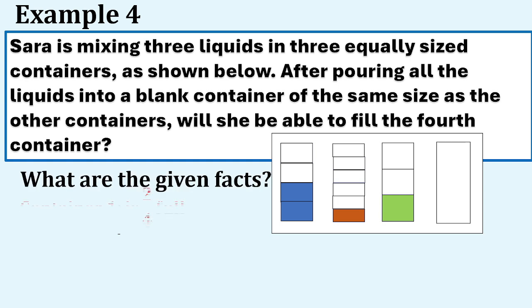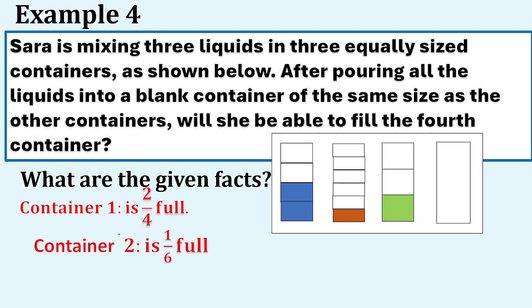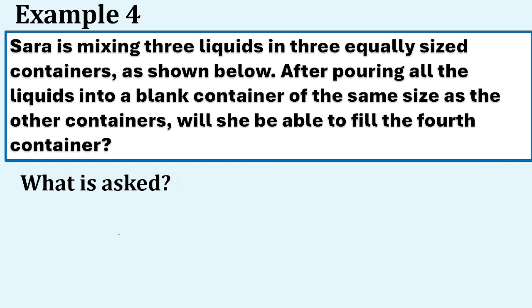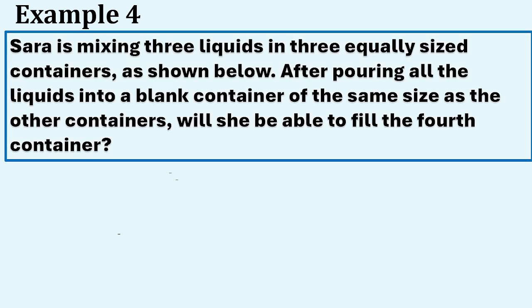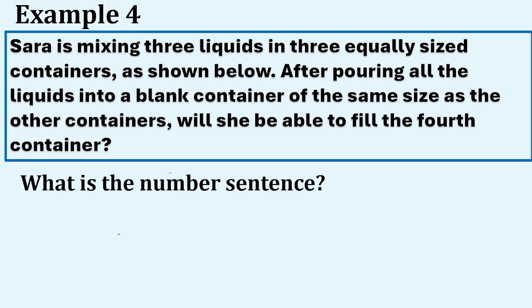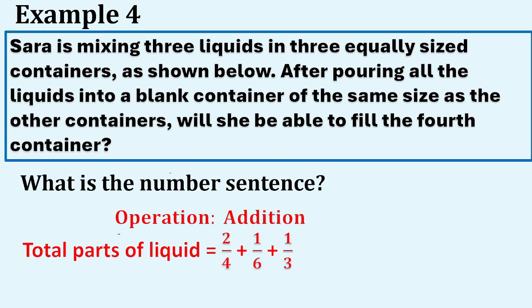What are the given facts? Container 1 is 2/4 full. Container 2 is 1/6 full. Container 3 is 1/3 full. What is asked? After pouring all the liquids into a blank container of the same size as the other containers, will she be able to fill the fourth container completely? What is the number sentence? Operation will be addition. Total parts of liquid equals 2/4 plus 1/6 plus 1/3.